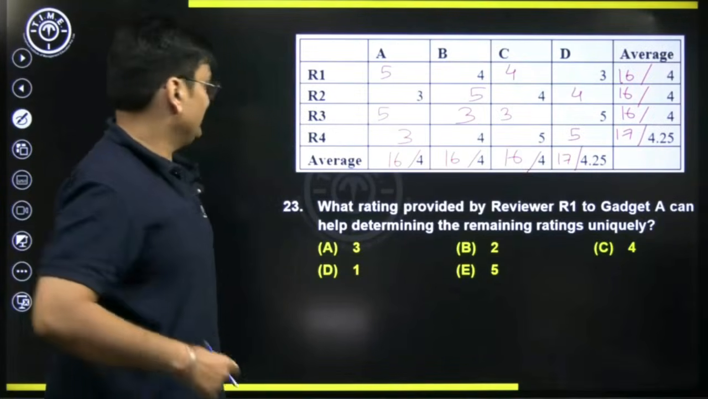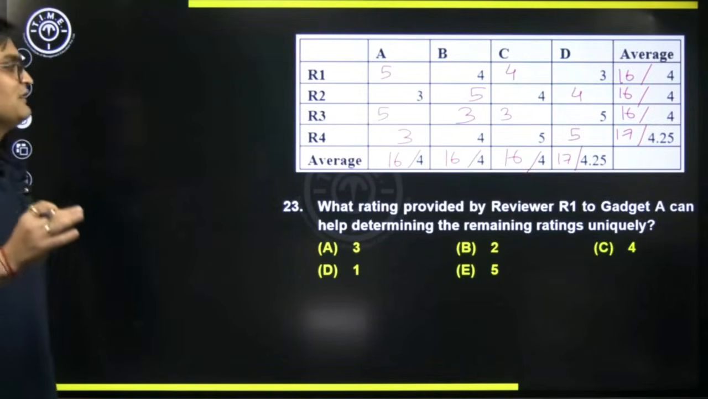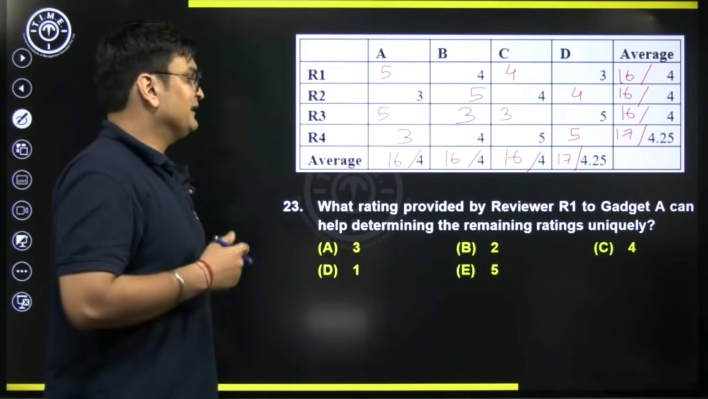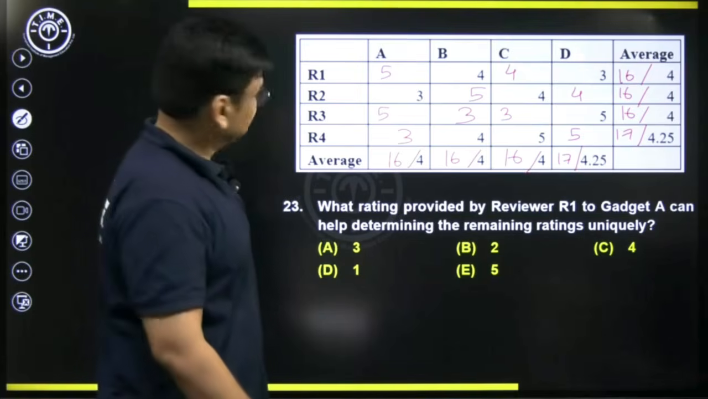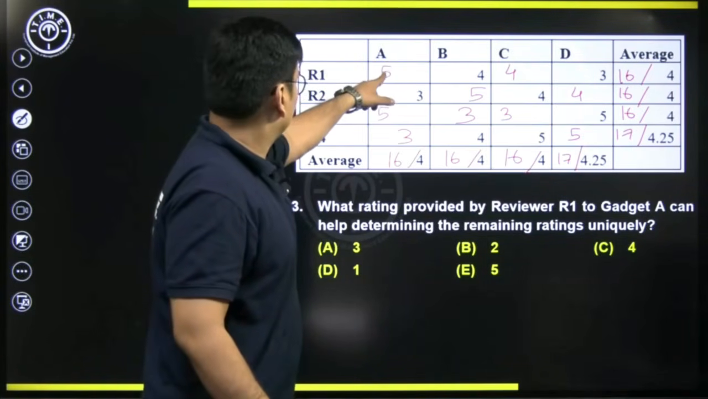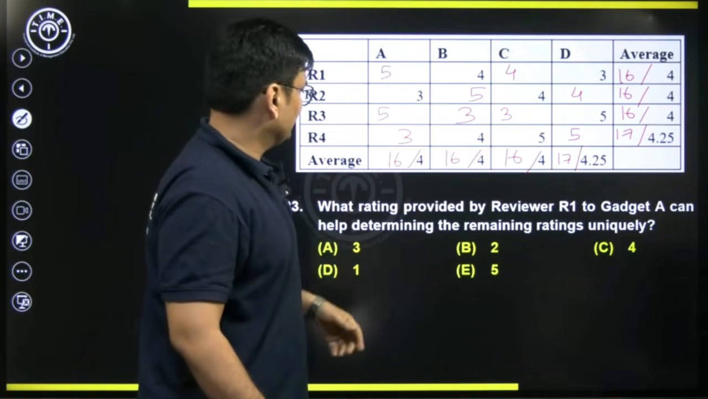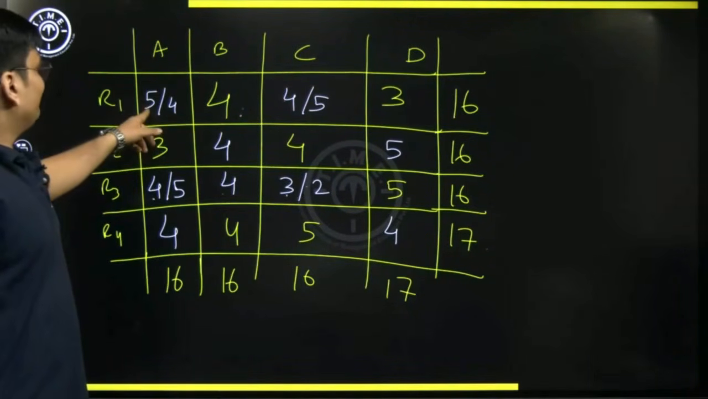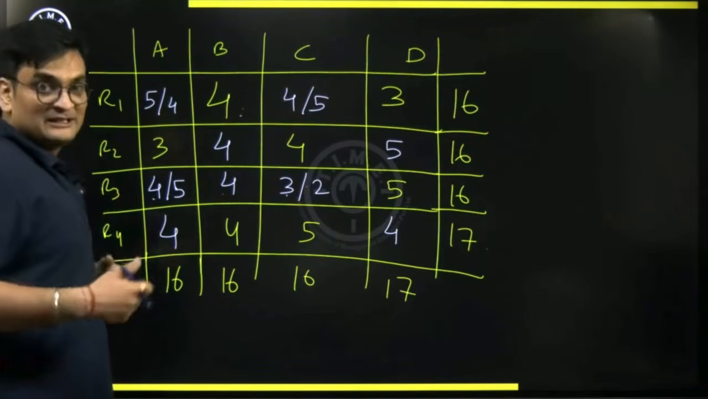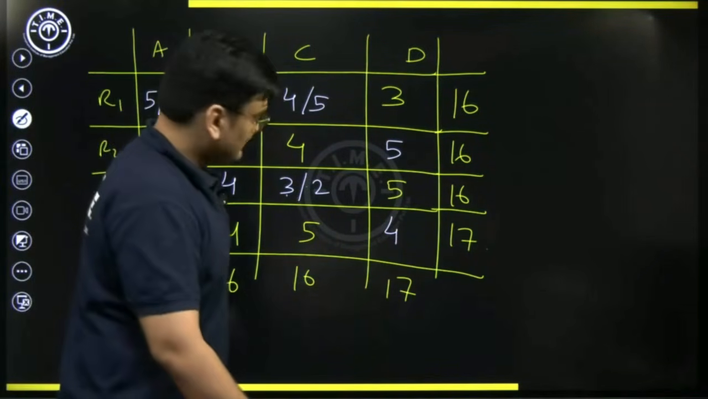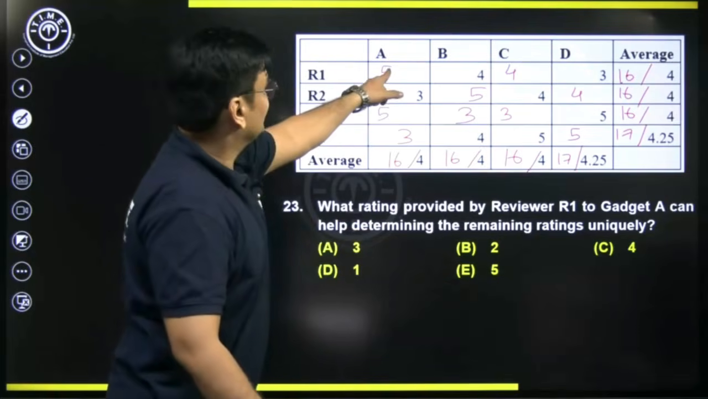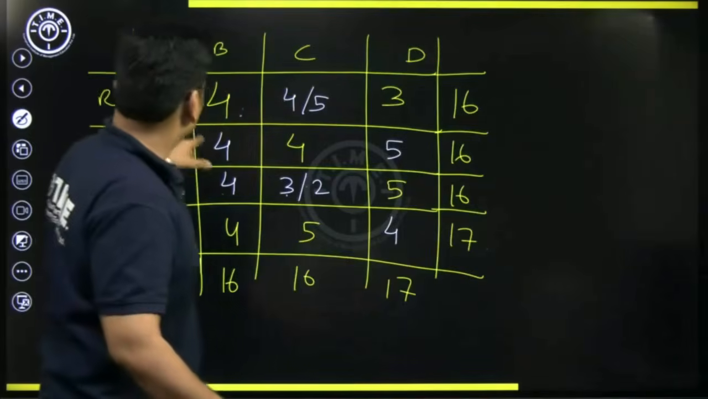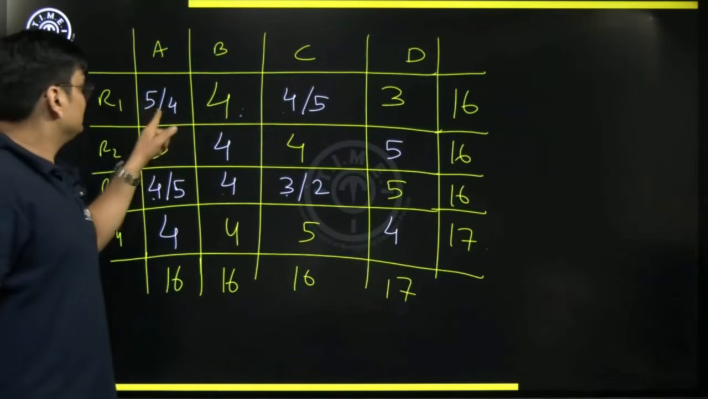So the first question, 23rd: what rating provided by R1 to gadget A can help in determining the remaining ratings uniquely? R1 to A. So R1 to A, 5 will help us determine that, right. But if you give 5 here, as we see there are 2 possibilities, please note. If you say the answer is 5, so with R1 giving 5 rating to A, we can get this combination or even this combination, you see that.